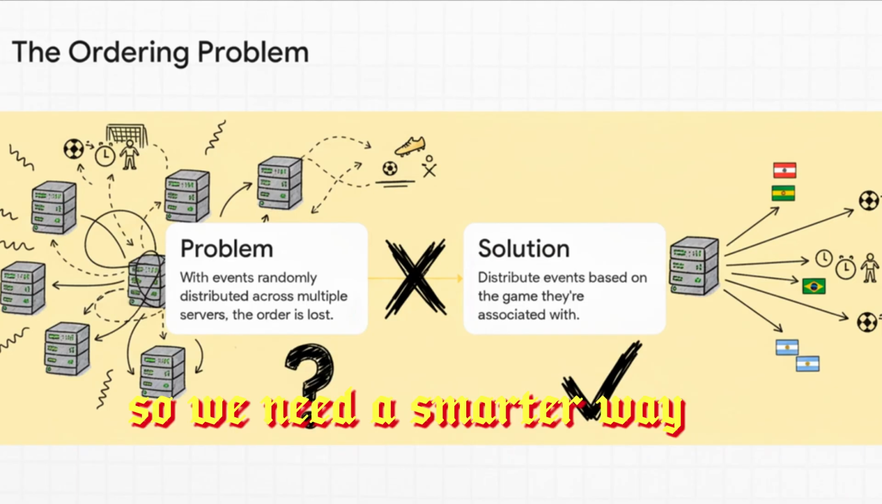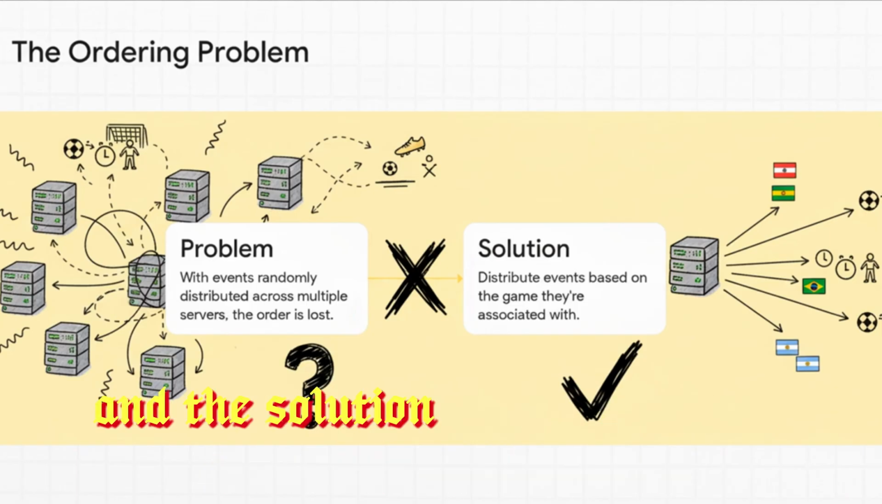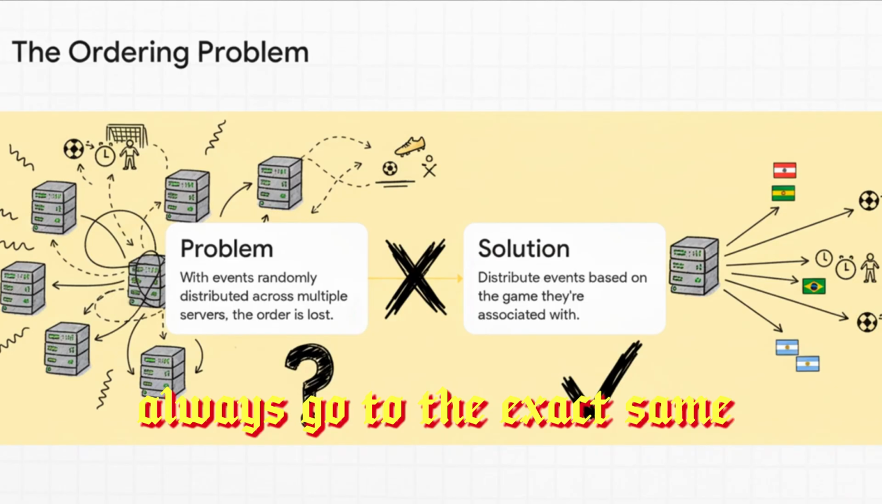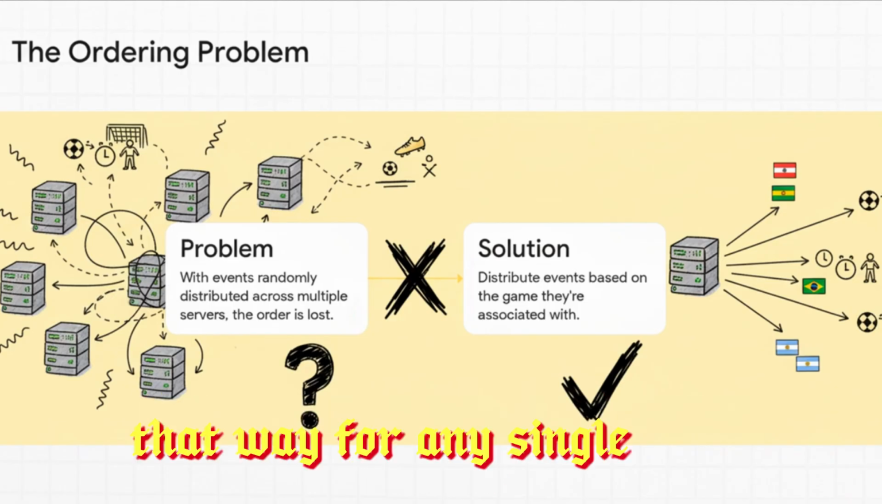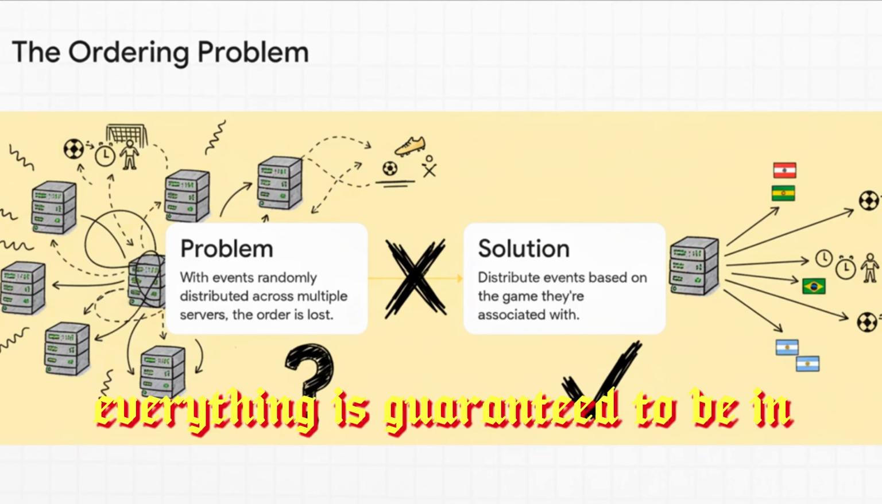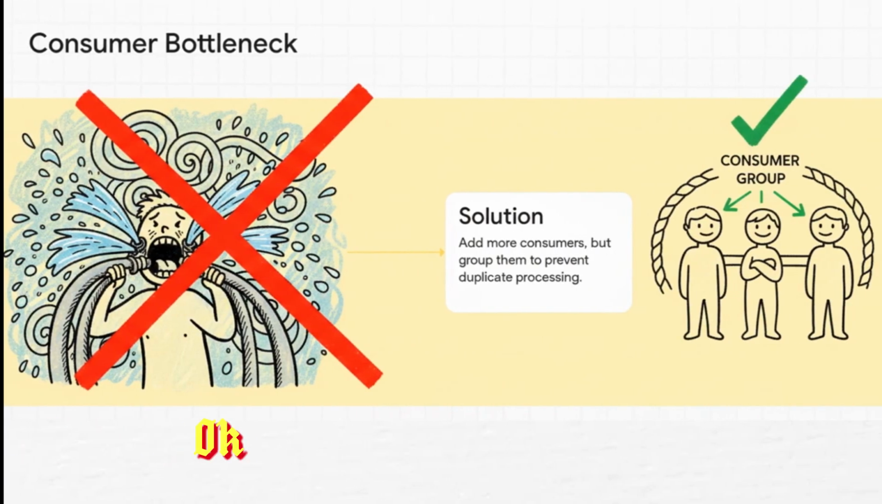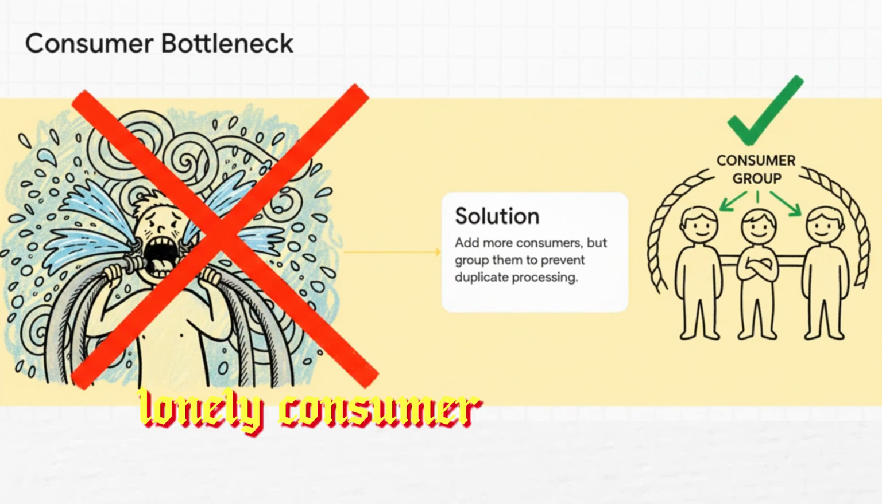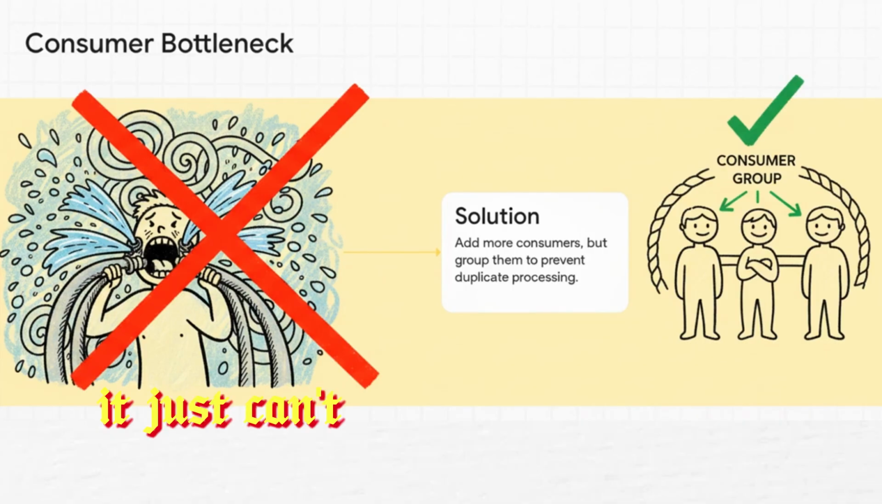So we need a smarter way to distribute these events. And the solution is to make sure that all the events for one specific game, say Brazil versus Argentina, always go to the exact same server. That way, for any single game, everything is guaranteed to be in the right order. Okay, so we fixed ordering, but we've really just moved the bottleneck. Now our poor, lonely consumer is trying to drink from like 10 different fire hoses at once. It just can't keep up.